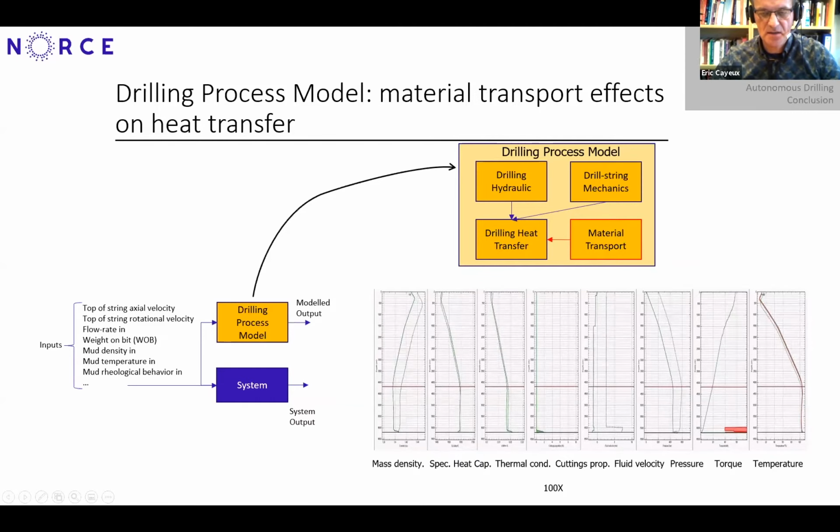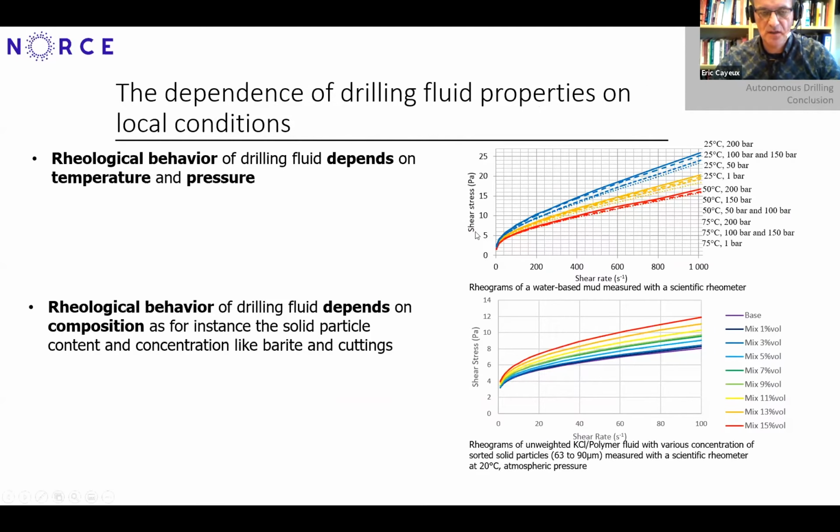Now, this being said, there is a reverse action. If we look at the rheological behavior of drilling fluids, it depends on both pressure and temperature, as shown here from measurements made with a scientific rheometer, an Anton Paar rheometer, in the range of temperature between 25 and 75 degrees Celsius, and between atmospheric pressure and 200 bar. As you can see, it changed quite a lot. And also it depends on the concentration of solids. So if we are transporting solid particles like cuttings, the rheological behavior is also changing as well.